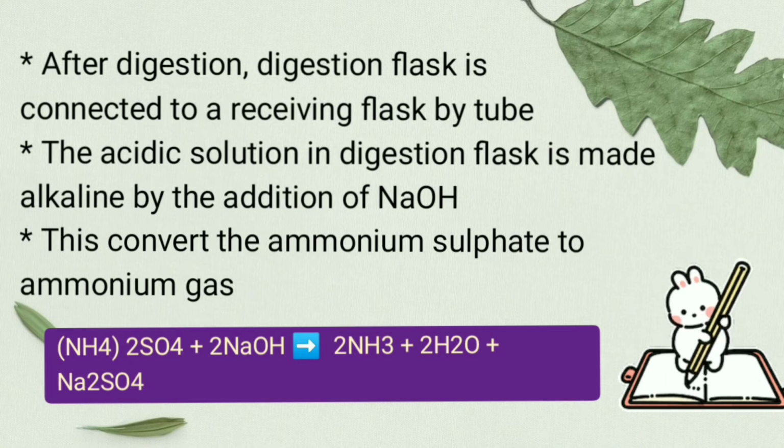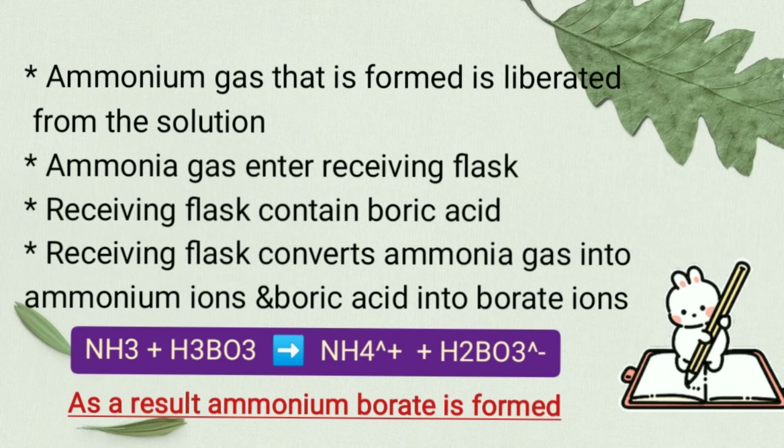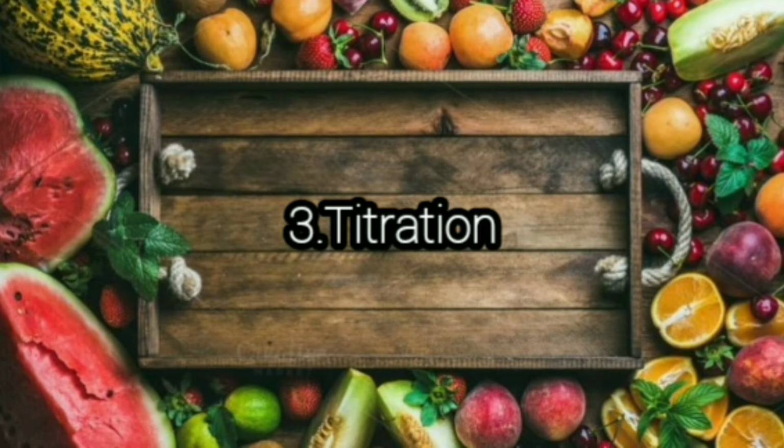The reaction is clearly mentioned below. You can see and learn it. The ammonia gas formed gets liberated and enters the receiving flask. The receiving flask contains boric acid, and this converts ammonia gas into ammonium ions and boric acid into borate ions, and as a result they remain as ammonium borate. The reaction is clearly mentioned. You can see it.